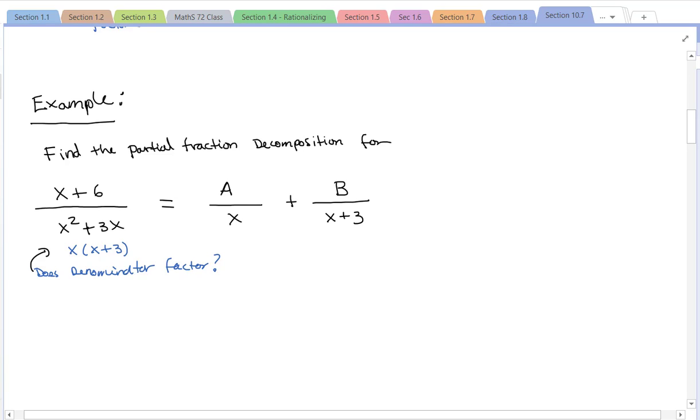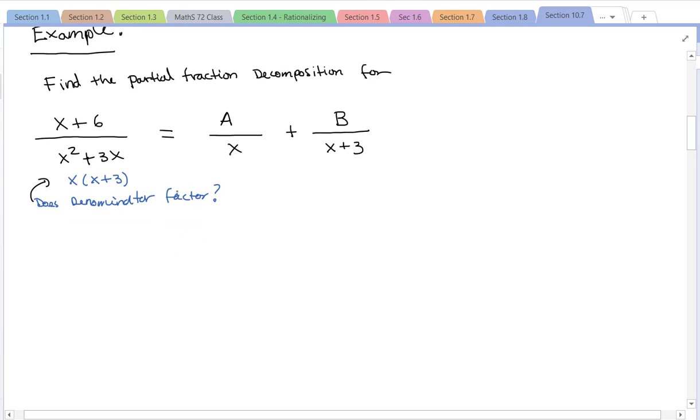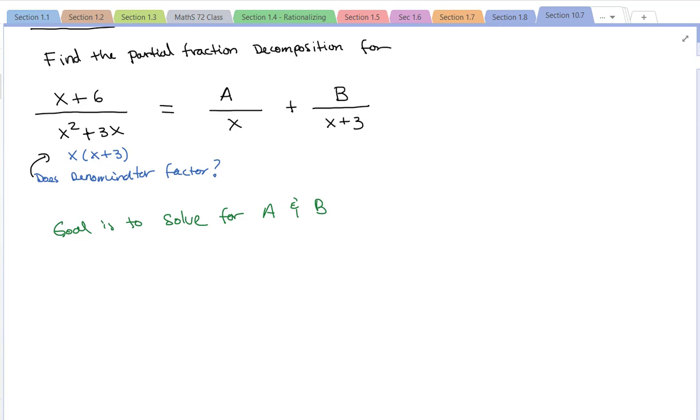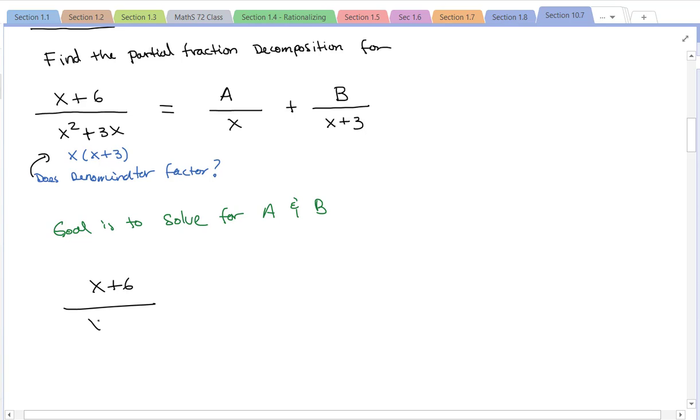So now, how do I solve for the a and the b? And now we're going to treat it like an equation. So the goal is to solve for a and b. And I will show you 2 ways to do it. So we'll start with the first one. So I'm going to have x squared plus 6 over x squared plus 3x equals a over x plus b over x plus 3. And our goal is to solve for a and b.